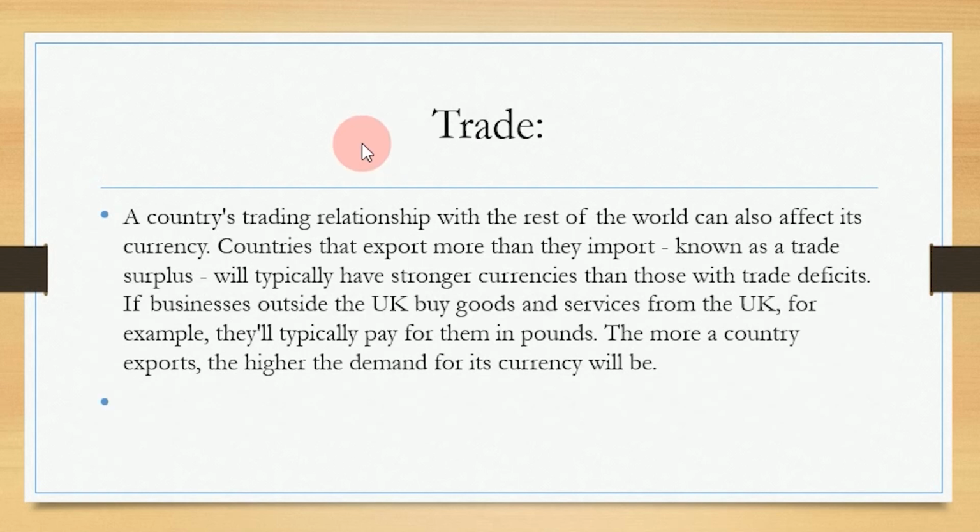A country's trading relationship with the rest of the world can also affect its currency. Countries that export more than they import, known as a trade surplus, will typically have stronger currencies than those with a trade deficit. If businesses outside the UK buy goods and services from the UK, for example, they will typically pay for them in pounds. The more a country exports, the higher the demand for its currency will be. So, as a result, the higher the value of its currency will become.